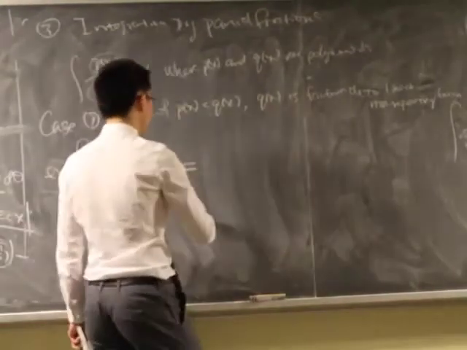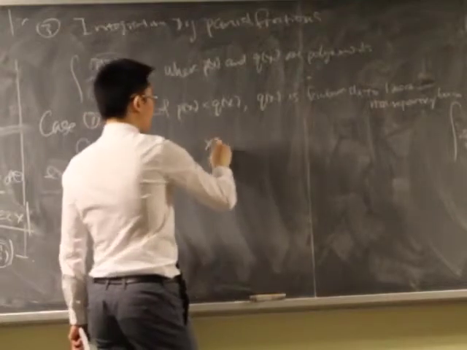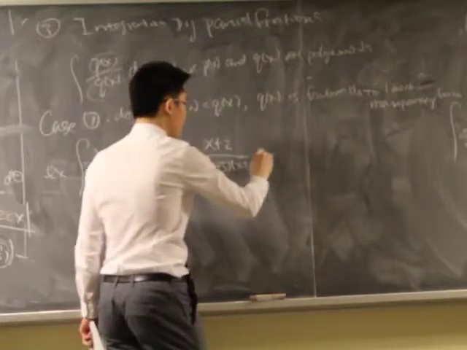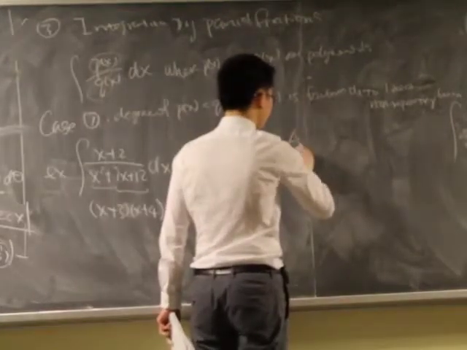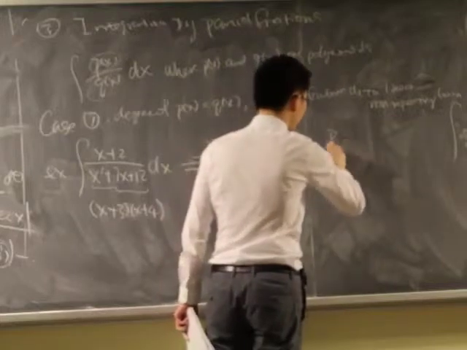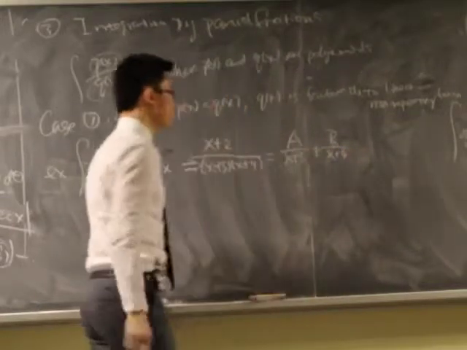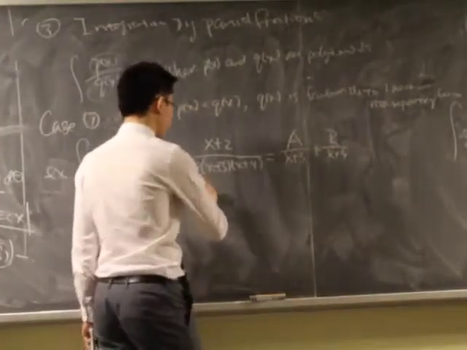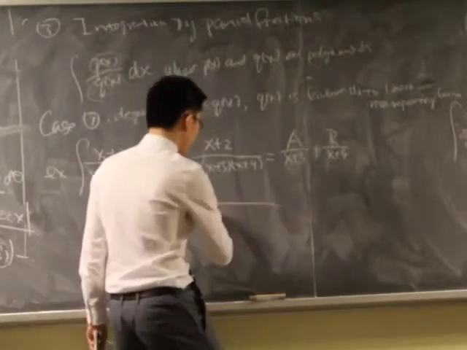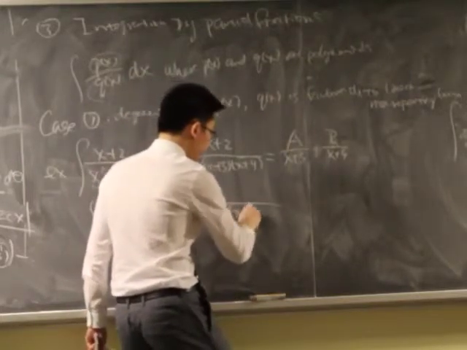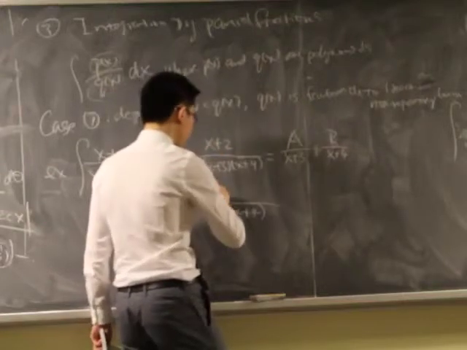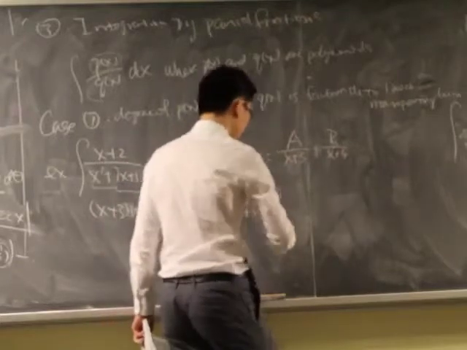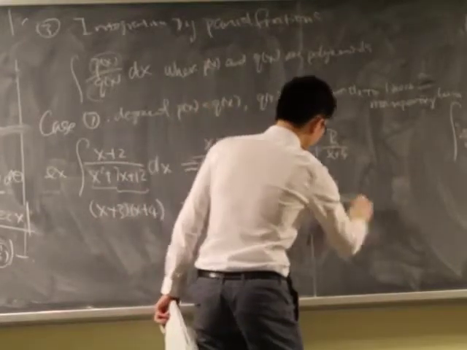Right? So we want to decompose (x plus 2) over (x plus 3)(x plus 4) into something of the form a over x plus 3 plus b over x plus 4, and we can do so by matching the coefficients. By finding the common denominator, a(x plus 4) plus b(x plus 3) is equivalent to x plus 2 over the entire thing.